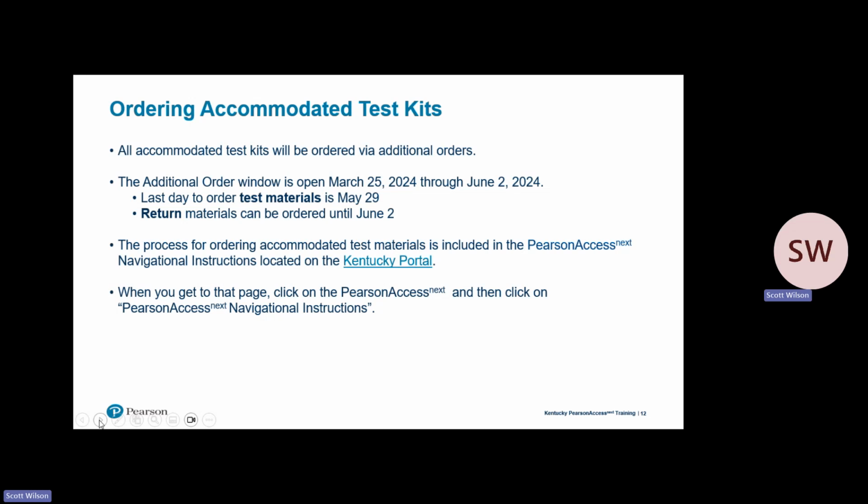As I mentioned, to order the accommodated kits, you will do that via additional orders in Pearson Access Next. The additional order window opens on March 25th and runs through June 2nd. The last day to order any test materials is May 29th, but you can order return materials until June 2nd. The additional order process is included in the navigational instructions for Pearson Access Next that are located on the Kentucky portal.